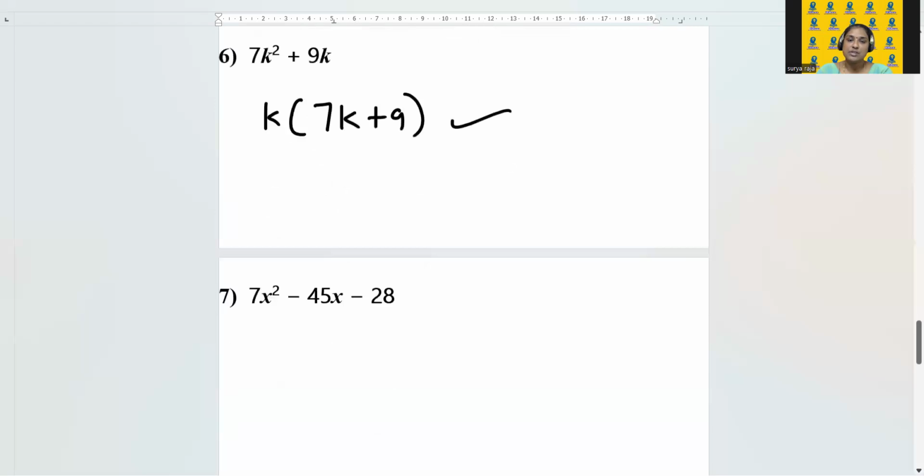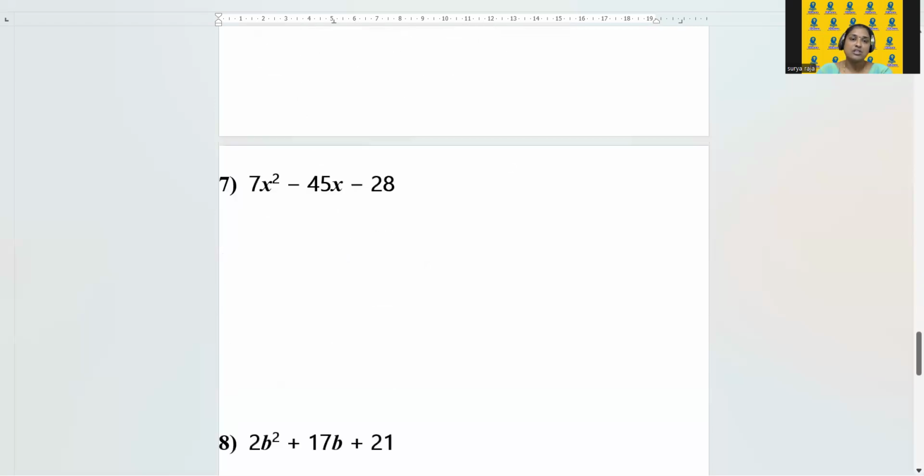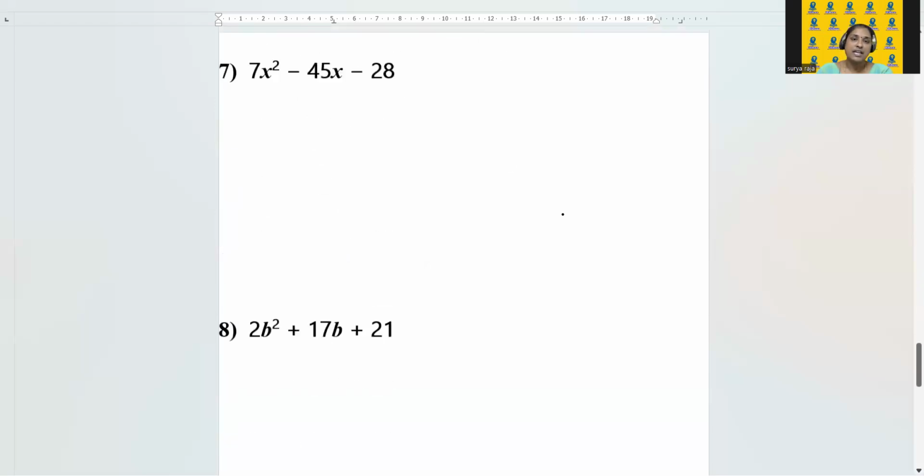See again, in question number 7, we got 7x square minus 45x minus 28. As I said earlier, you should multiply the constant and the coefficient of x square first. Minus 196.